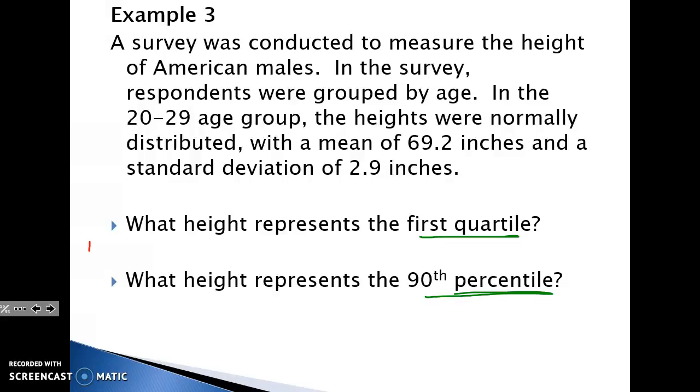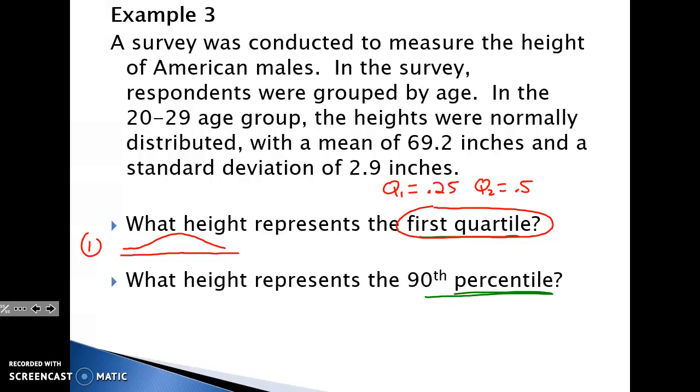So again, my first step is I want to write this as a left problem. So back in chapter 2, what did the first quartile represent? It's 25%. So quartile 1 is 25%. Quartile 2 is 50%. Quartile 3 is 75%. So anytime from here on out for the rest of the year, when they say quartile 1, they're indicating 25%. Quartile 2, 50. Quartile 3, 75.